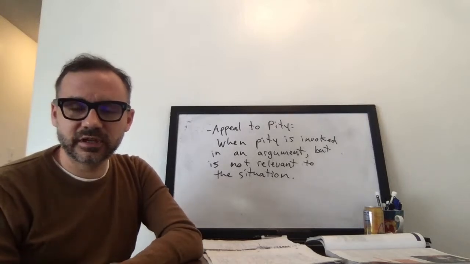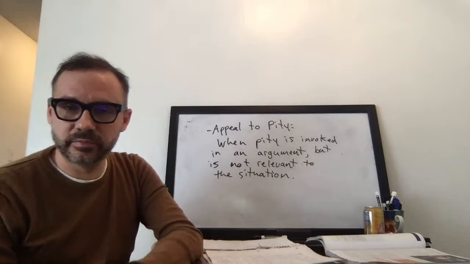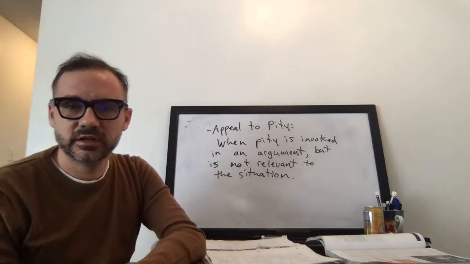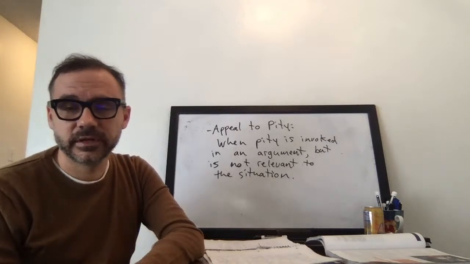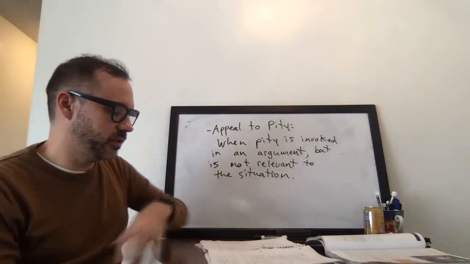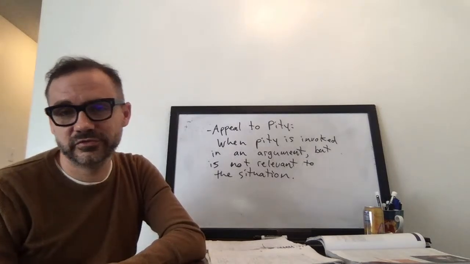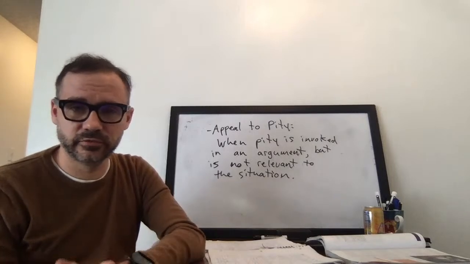But the problem is that sometimes when we reach for that appeal to pity, we're doing it in a situation where it's really not relevant to the facts of what's going on. So a classic example of this would be the traffic stop. Someone's driving way too fast, so a cop sees it, pulls them over.